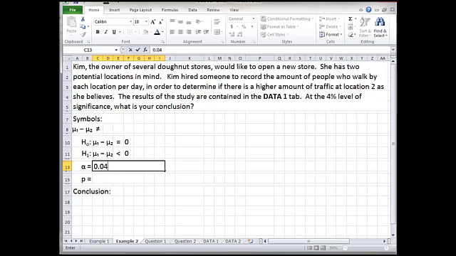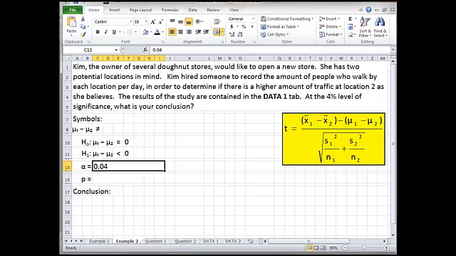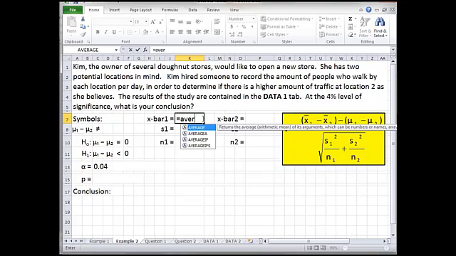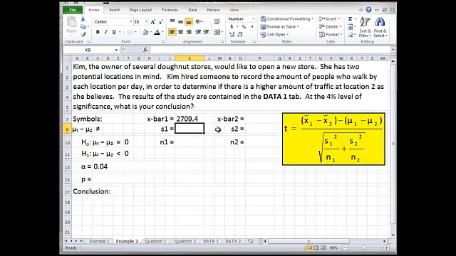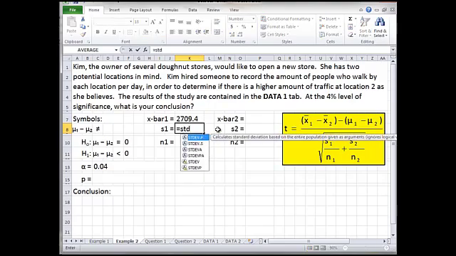And again, reminding ourselves of our formula for independent samples, we're going to need to find the average, standard deviation, and sample size of both location 1 and location 2. So for location 1, looking at the average, we have an average daily foot traffic of 2,709.4. A standard deviation, and again making sure we use the standard deviation for a sample, stdev.s.